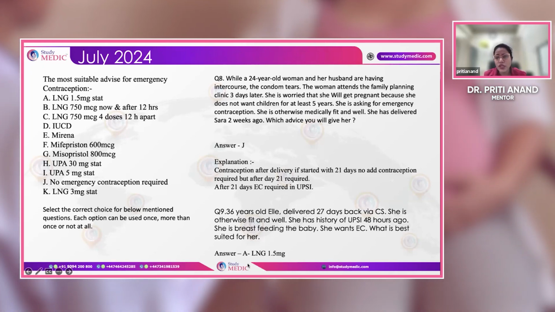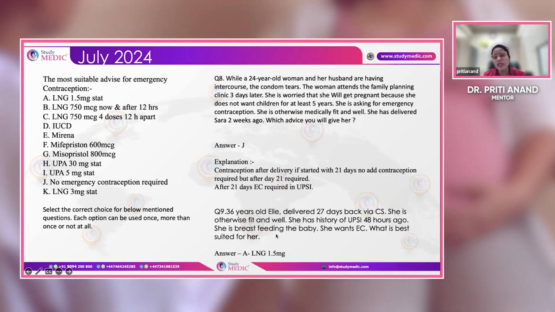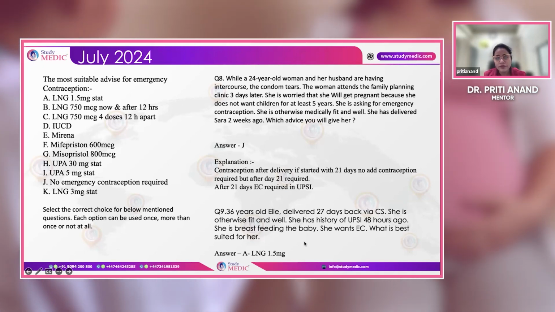Now you are left with two things, either UPA or LNG. Because she's exclusively breastfeeding the baby, UPA is better avoided, because if you are giving UPA, you have to avoid breastfeeding for the next 1 week. So the best choice for this patient is LNG, 1.5 milligram regular dose.